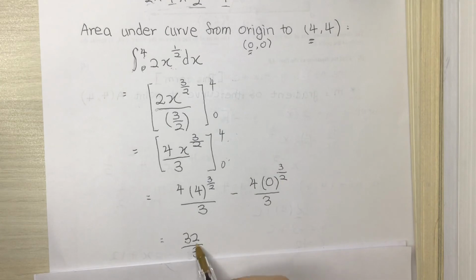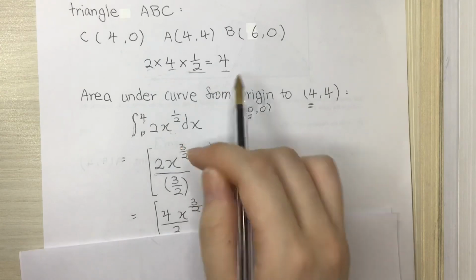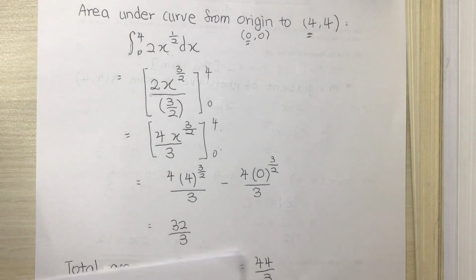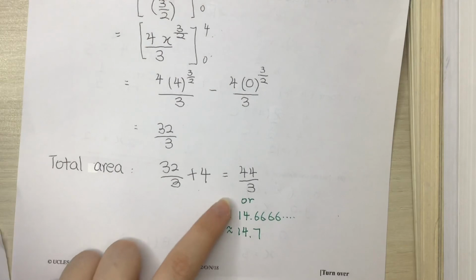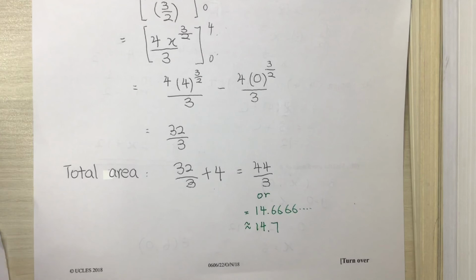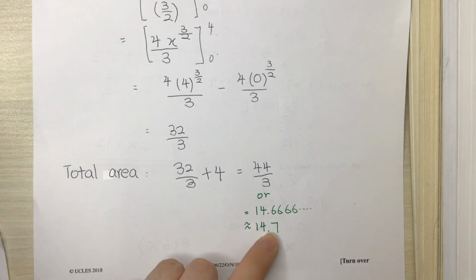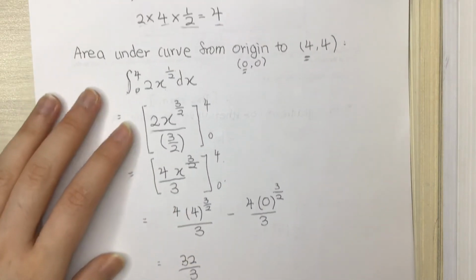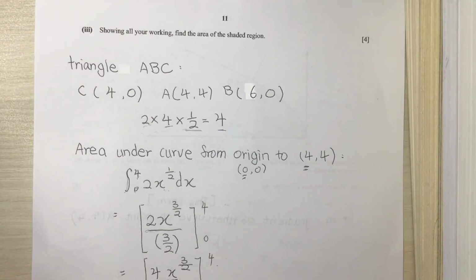But do not forget, this is only the area under the curve from origin to 4, 4. We need to add 4 as well to find the total shaded area in the diagram. So after we add 4, you'll be able to find 44/3, and then you can put it in decimal places as well, where you'll get a recurring decimal here, but you can round it up to 14.4. Either of them will give you full marks. Okay, so this is all you have to write down to get your full marks in this question.